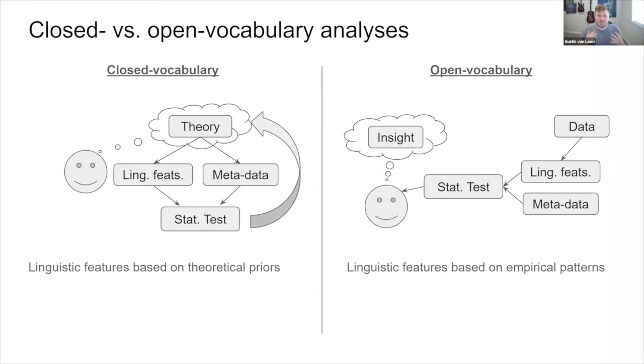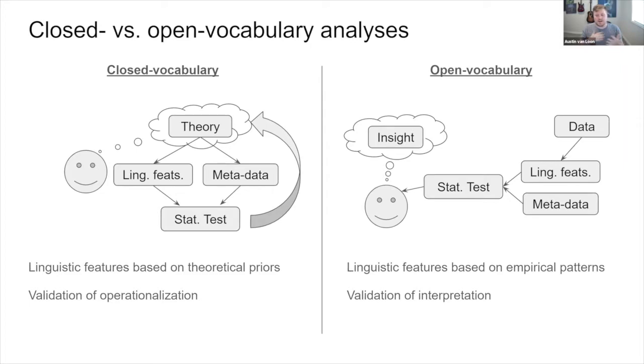But just to hit some key bullet points of how these are different. In the closed vocabulary approach, your choice of linguistic features is based on your theoretical priors. So you have some theory about the world, and that theory is going to drive your selection of linguistic features. Whereas on the right, your linguistic features are based on empirical patterns in the data. So again, this is like what words are most often used, or you're going to use topic models to summarize the content of these documents, and you're going to use the prevalence of those topics as your linguistic features.